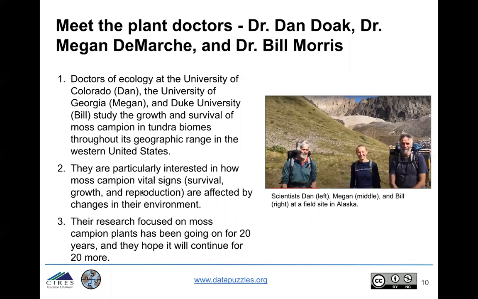For this particular data puzzle, we're going to be focusing on the reproduction rate and how that has changed with changes in environment. These three have been going up to these different field sites across a broad geographic range in the United States for more than 20 years. In meeting with them, they hope to continue this research for 20 more, establishing those baseline conditions and figuring out how these moss campion plants' vital signs are changing in a warmer climate and these changing conditions.